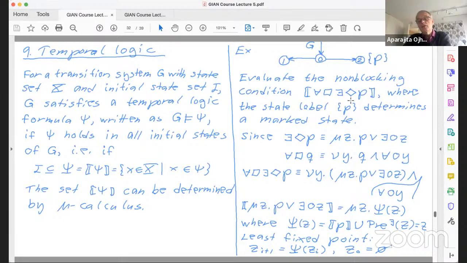Is this of any interest? Sure. It's actually what we have talked about very much in the course, and that is the non-blocking condition. The non-blocking condition is exactly described in this way in CTL. And it's not possible to express this non-blocking condition in LTL, which is a defense for that CTL is useful.